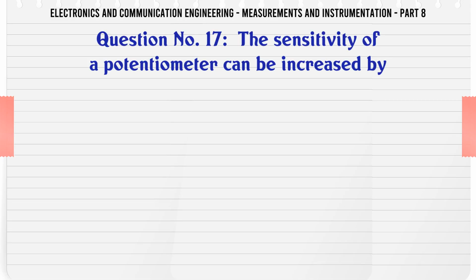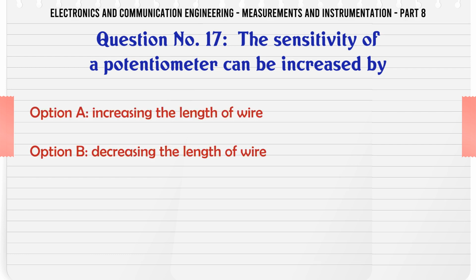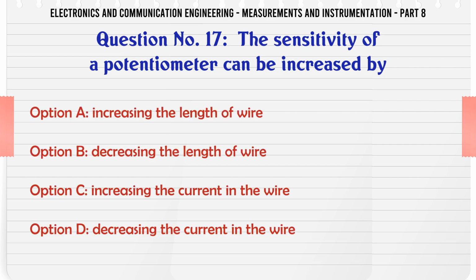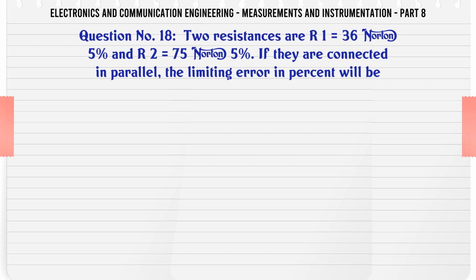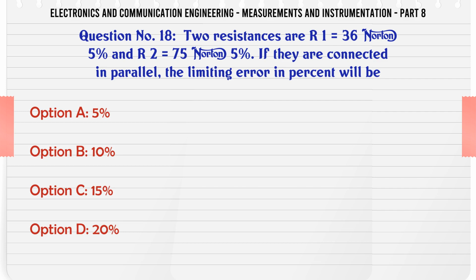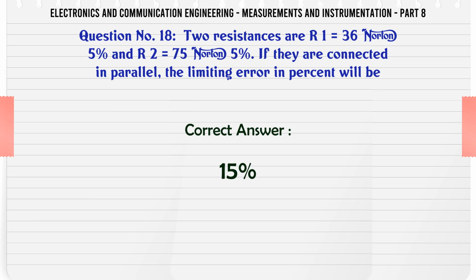The sensitivity of a potentiometer can be increased by: A. Increasing the length of wire, B. Decreasing the length of wire, C. Increasing the current in the wire, D. Decreasing the current in the wire. The correct answer is increasing the length of wire. Two resistances are R1 36.5 and R2 75.5. If they are connected in parallel, the limiting error in percent will be: A. 5, B. 10, C. 15, D. 20. The correct answer is 15.